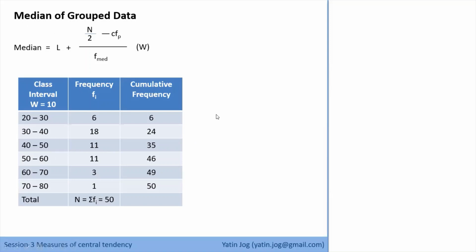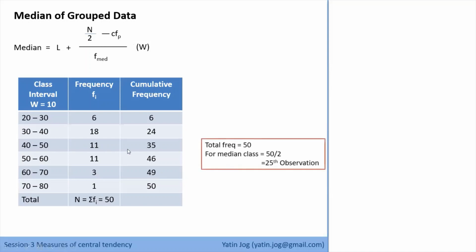Once you know the median class, then you can go for the cumulative frequency preceding the median class, the frequency of the median class, the lower limit of the median class, and so on. So how to find the median class? First, we look at the total frequency. Total of all f values is 50. And by definition, median is the middle location value. So for 50 observations, the middle location value is the 25th observation, approximately. If it is even, it is the 25th and 26th averaged, that is okay, but approximately it is the 25th observation.